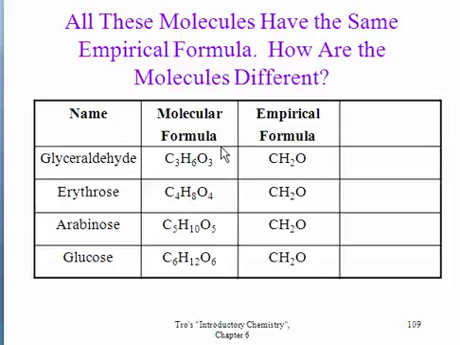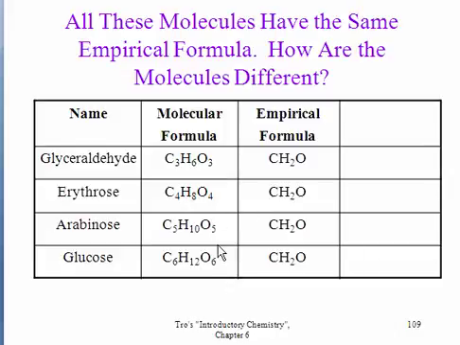Now let's revisit the relationship between molecular formula and empirical formula. We look at these three different compounds, which are carbohydrates. They're actually simple sugars. And we notice that each one of them has the same empirical formula, even though the molecular formula is clearly different. So even though they all have the same empirical formula, how are they different?